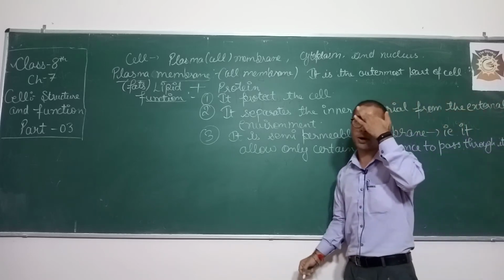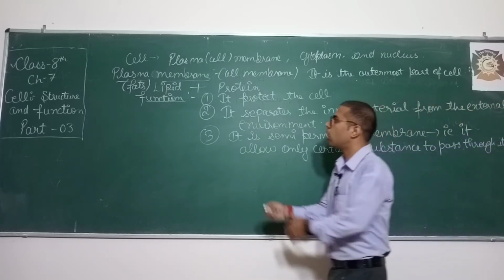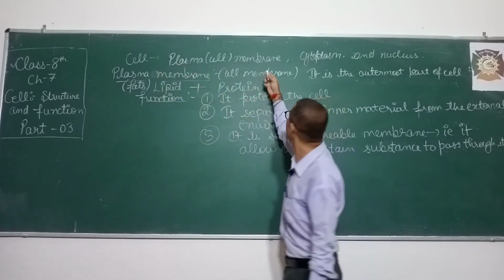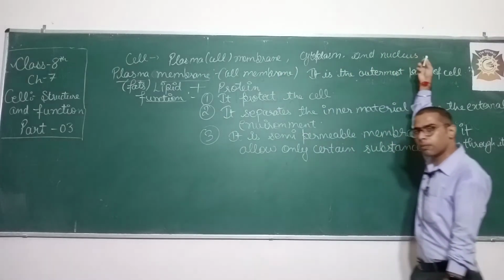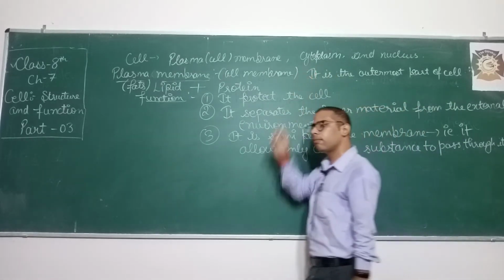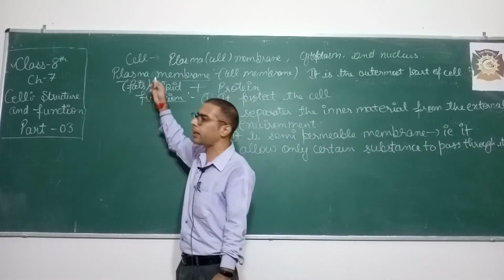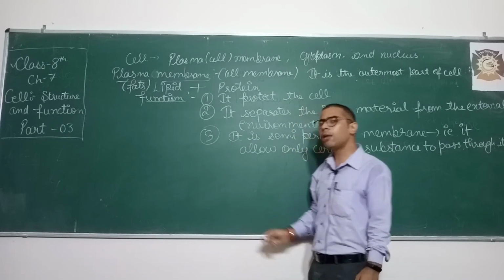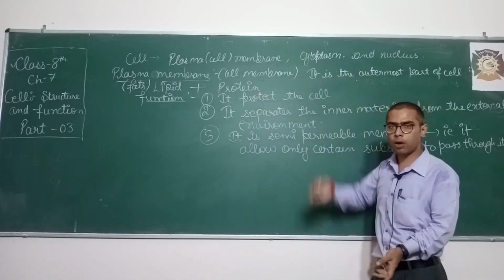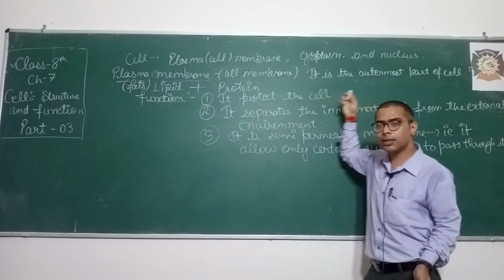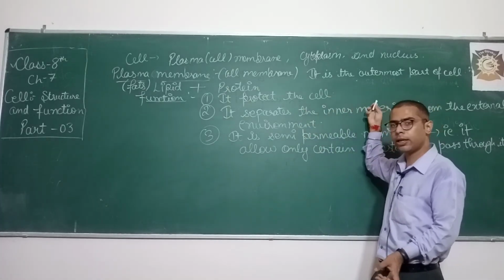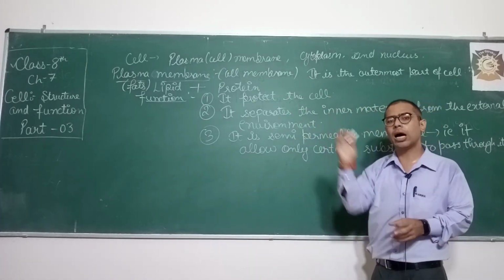Okay, so let us study the first topic, that is plasma membrane. Plasma membrane, also known as cell membrane, is the outermost boundary, or you can say outermost layer, of the cell. Cell membrane is made up of two main parts, that is lipid and protein. It protects the cell from foreign bodies. Next, it separates the internal material present inside the cell from the outer environment.